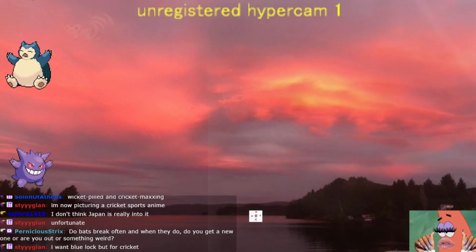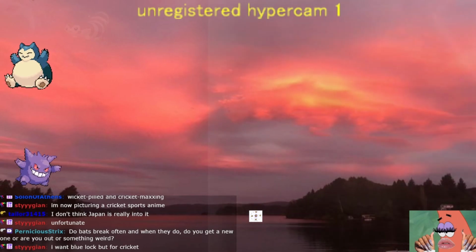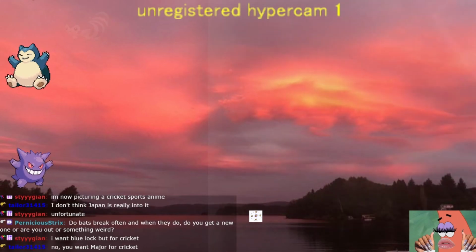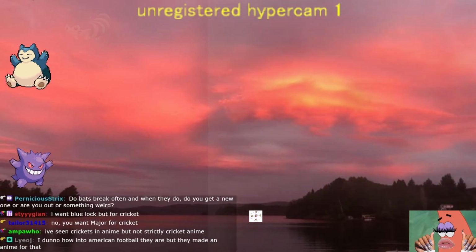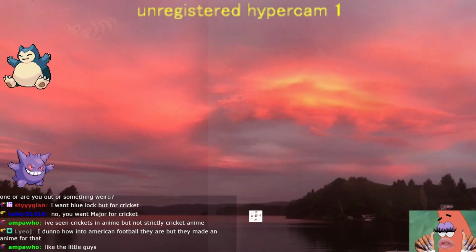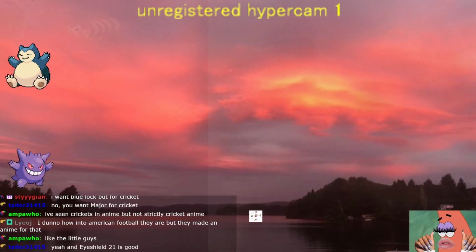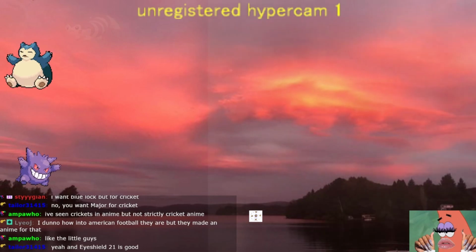Do bats break often, and when they do you get a new one, or are you out or something weird? They don't break often, but they can break. And you're not out if your cricket bat breaks or anything. Not just from the cricket bat breaking itself or whatever.